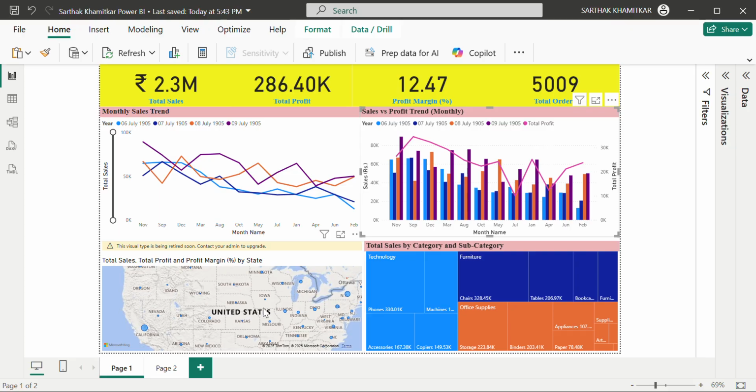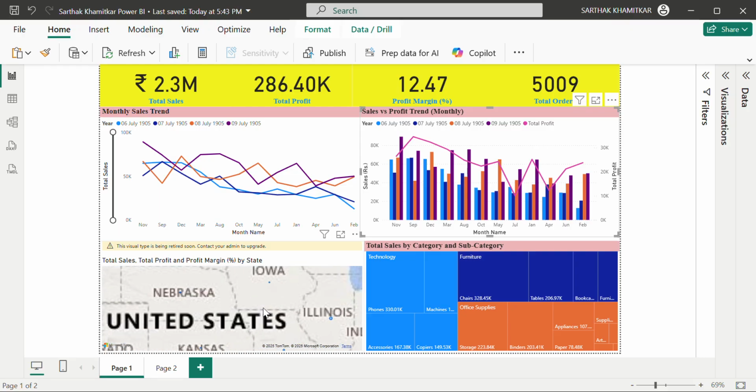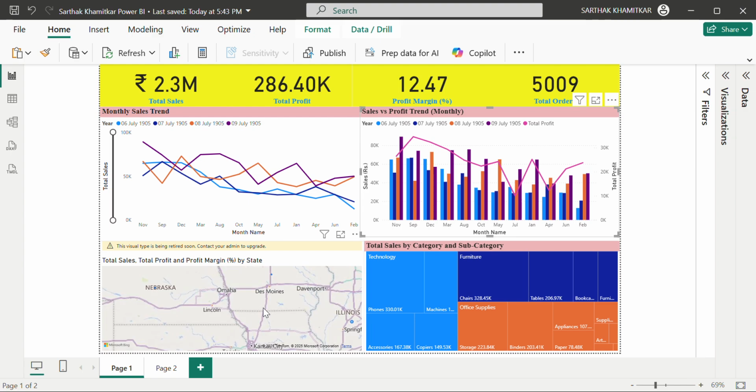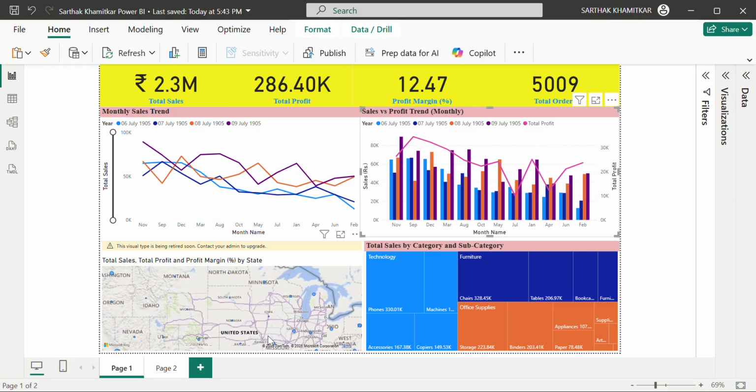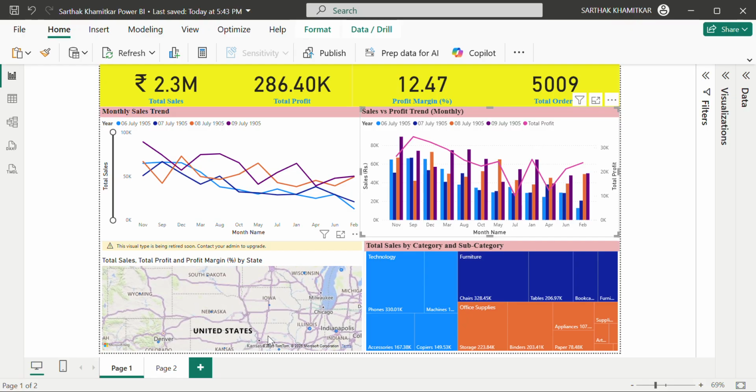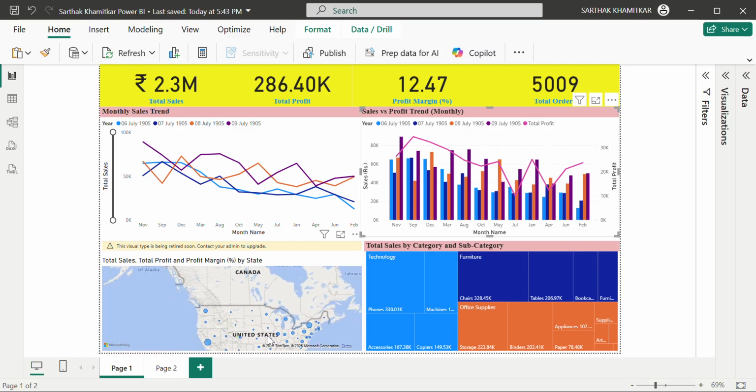This map helps us quickly identify regional strengths and weaknesses. For example, if the eastern region has larger blue circles, it means that the area is contributing the most to overall sales. Similarly, smaller or lighter bubbles indicate underperforming areas where business strategies may need to be improved.